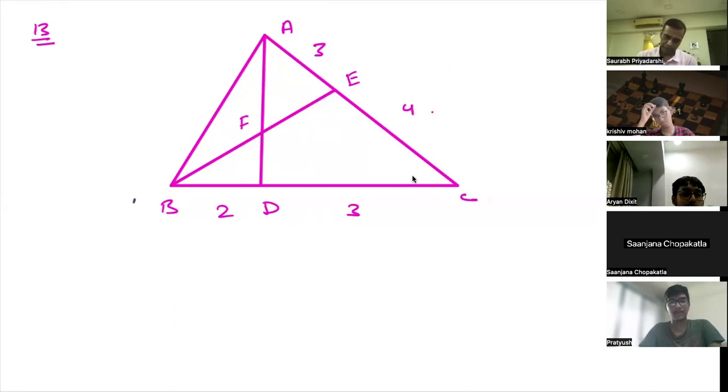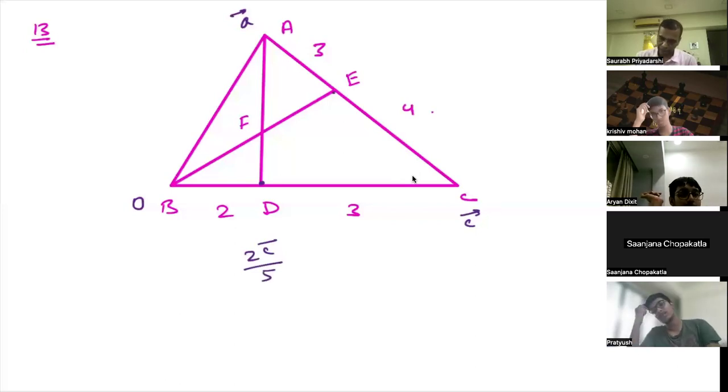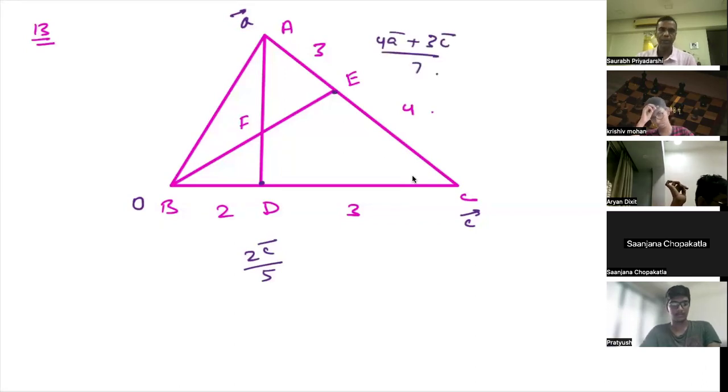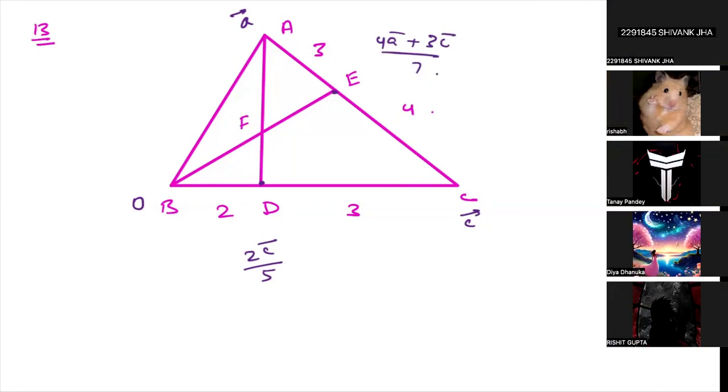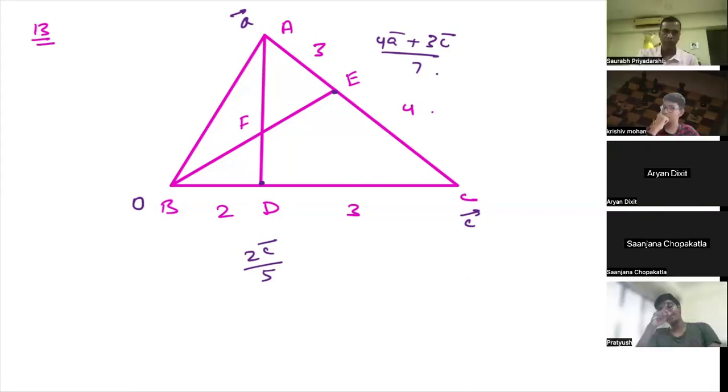Let this be the origin, let this be A, let this be the C vector. So what is this vector? The D point will be 2C by 5. What is the point E in this case? It will be (4A plus 3C) by 7. Is this okay, everyone? Yes, sir. This is the point. This is the origin.